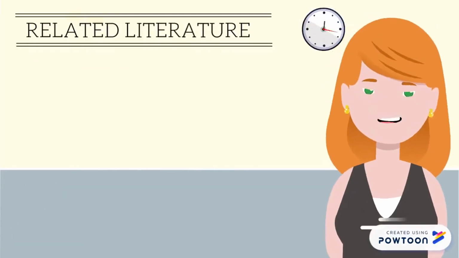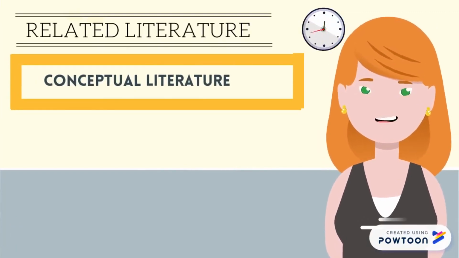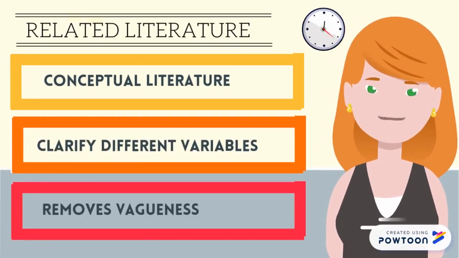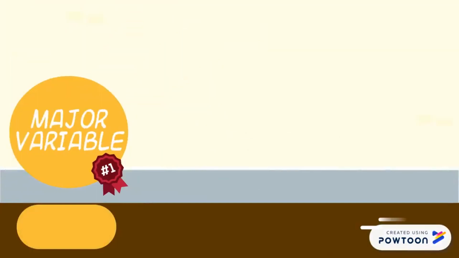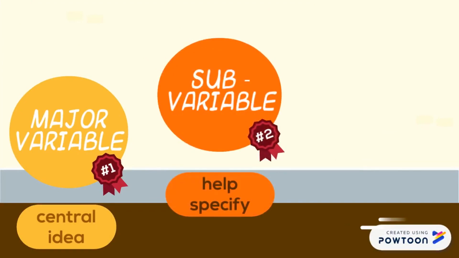Related literature is also called conceptual literature, that deals to clarify the different variables being studied. It also removes any vagueness surrounding the central concepts of the research. The major variable is the central idea of the entire literature. Its sub-variable helps specify which particular aspect of the major variable is being referred to.